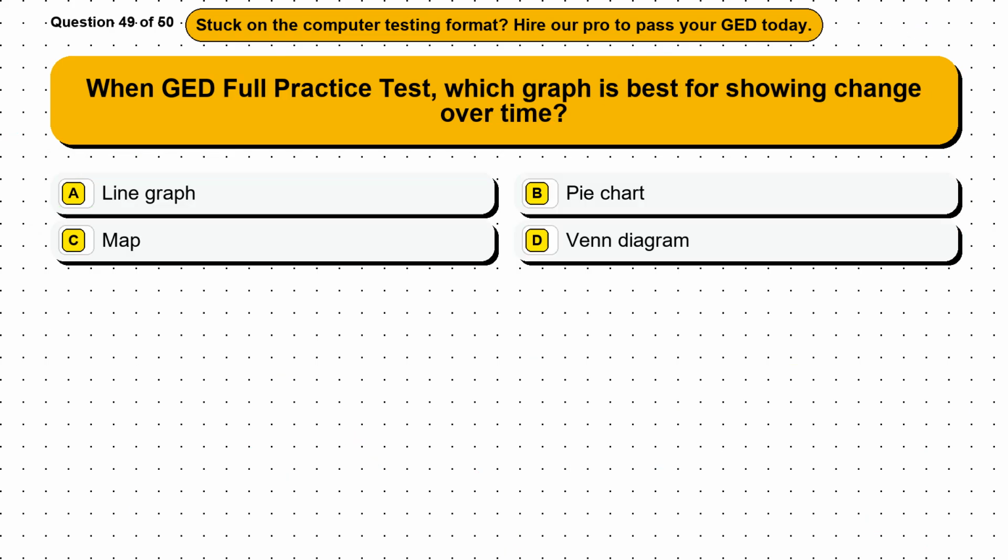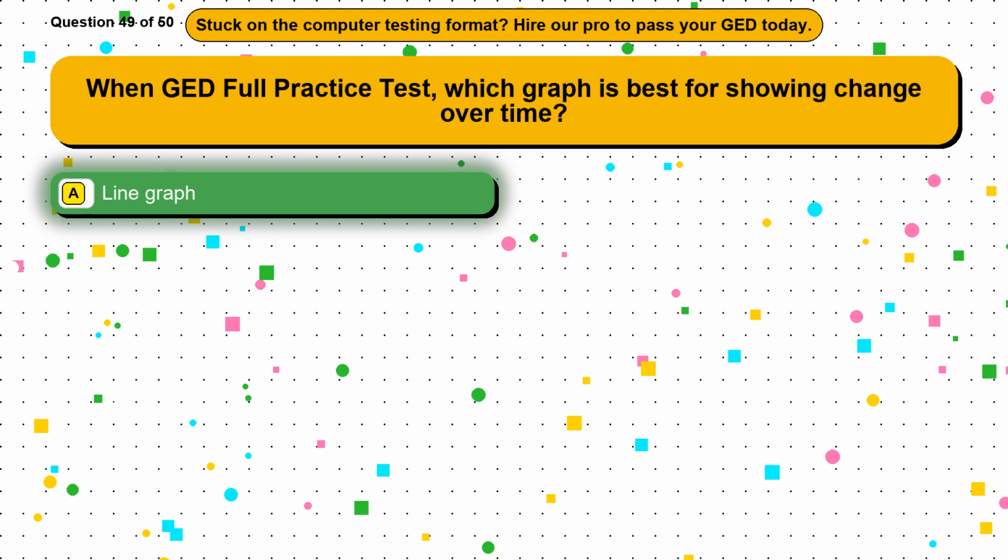Question 49. When GED Full Practice Test, which graph is best for showing change over time? Option A, line graph. Option B, pie chart. Option C, map. Option D, Venn diagram. The correct answer is option A.